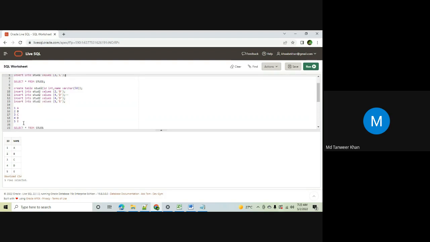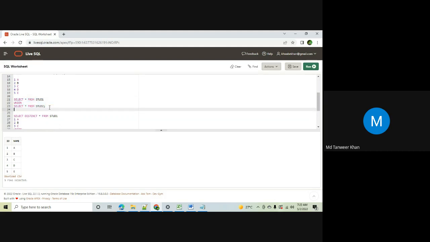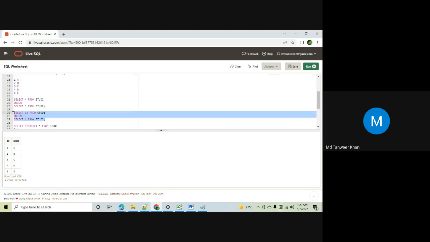What if I write like this? Tell me, if I execute this query, what should be the output? Well, the distinct will apply only on student one, sir. First tell me, will you get some output or will you get an error message? We will get an error. Tell me the reason why you will get an error message.